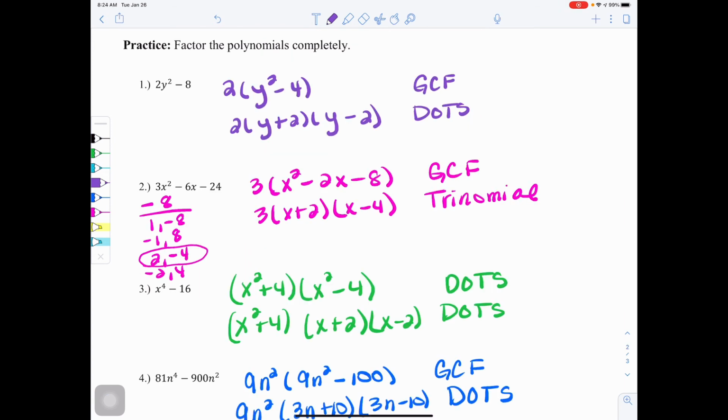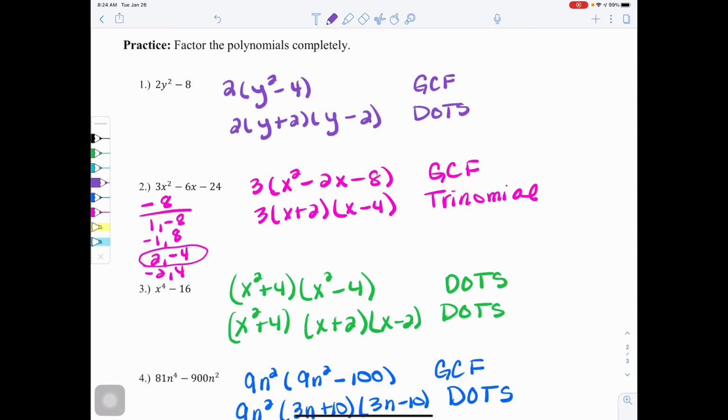Okay, now that you've had time to try the practice, we're going to go over the answers. In number 1, 2y squared minus 8, you have a GCF of 2 as your first step, which leaves you with y squared minus 4. That's a difference of 2 squares, so it turns into 2 times y plus 2 times y minus 2.